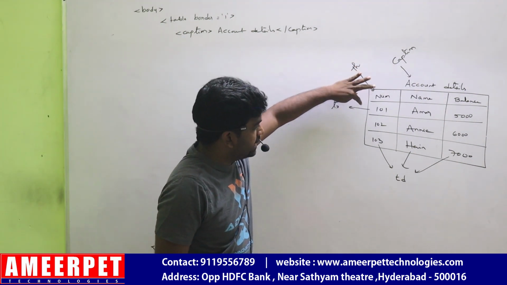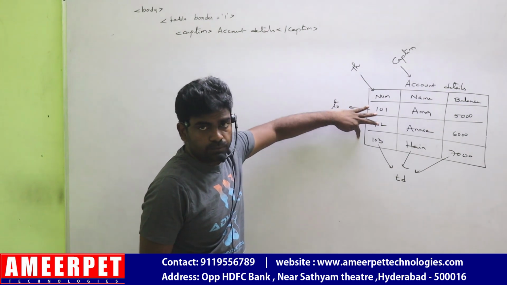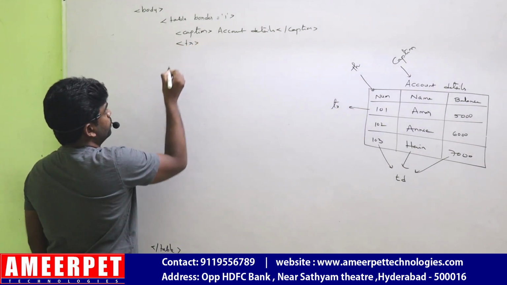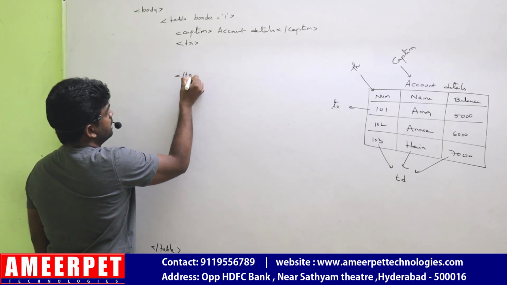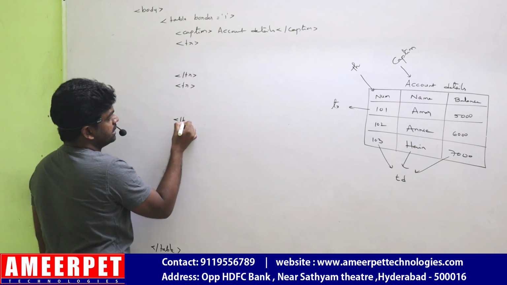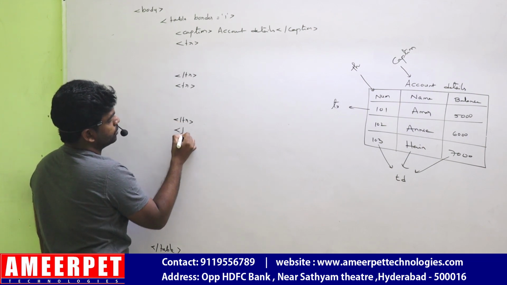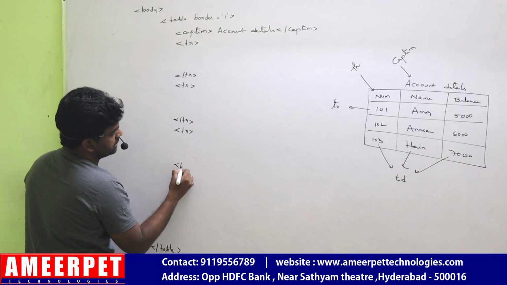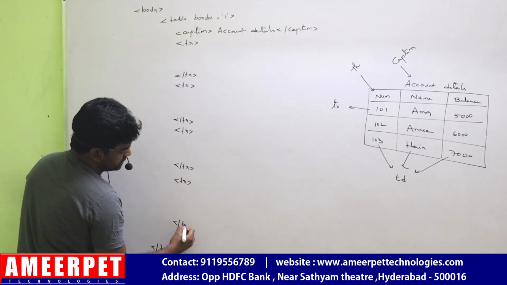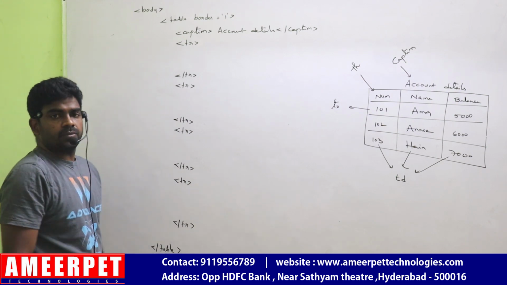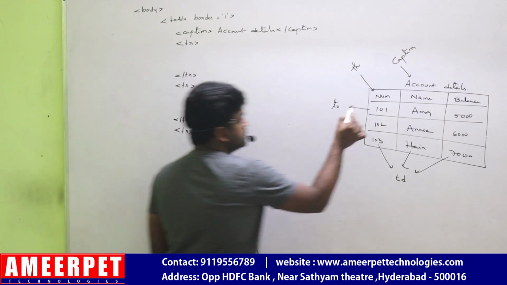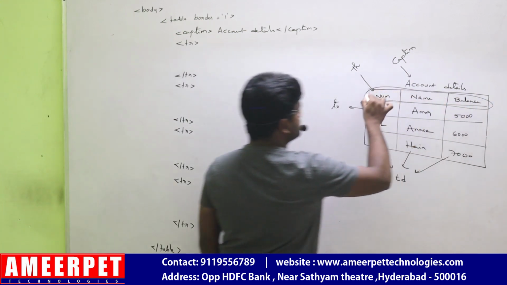Now, how many rows does the table contain? First row, second row, third row and fourth row. So clearly we are representing: this is the first row, TR close; TR, TR close is the second row; third row, TR close; the fourth row, TR, TR close. Four rows are present. Now among the four rows, the first row contains only headings.